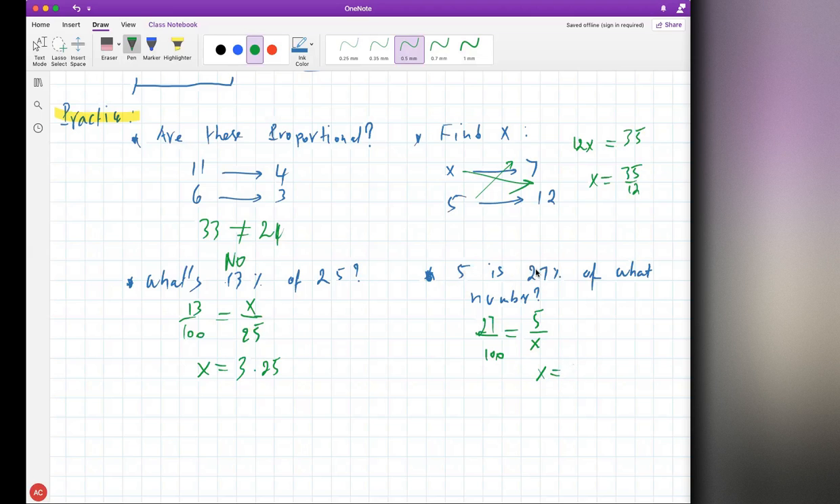5 is 27% of what number? Does it make sense? So 27% is about a quarter. So 5 is a quarter of what? About 20 something, 19 or something like that. It's got to be around 18 or 19, I believe. 18.5. So that's right.